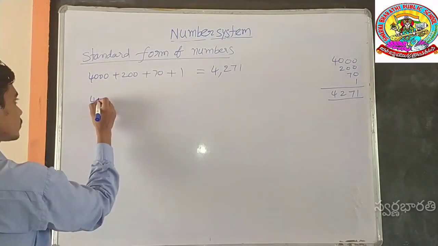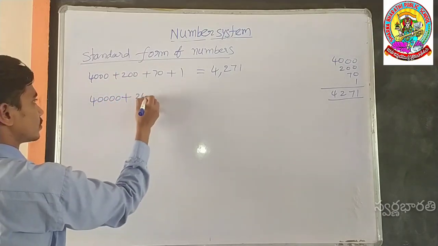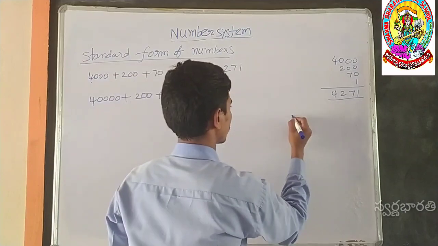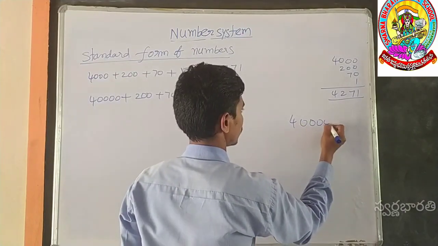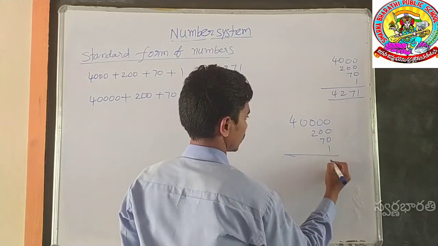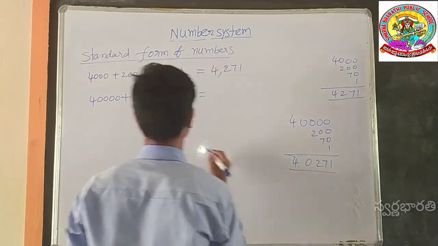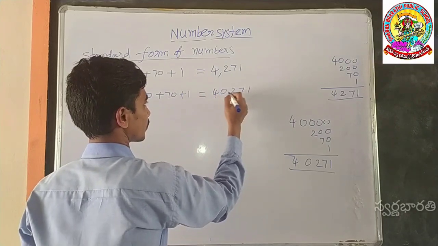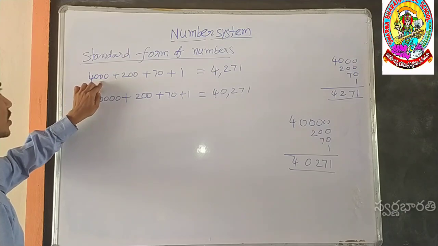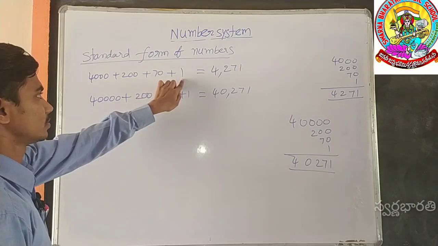Next, 40,000. Here once observe, 40,271. Understand here: 40,000, after that hundreds place 2 hundreds, after tens place 7 tens, after ones 1.